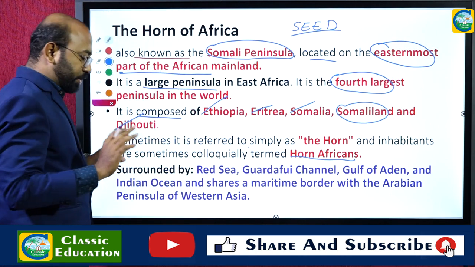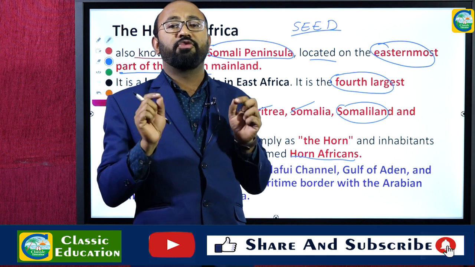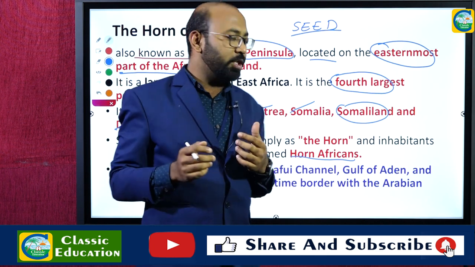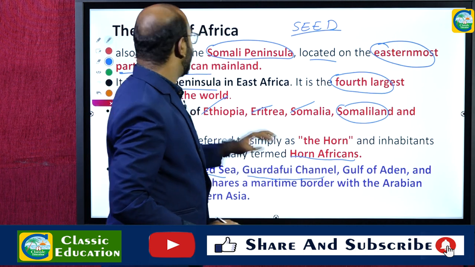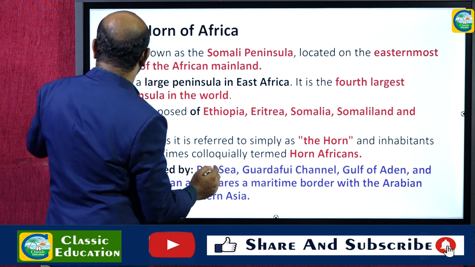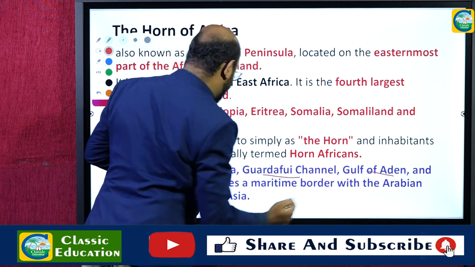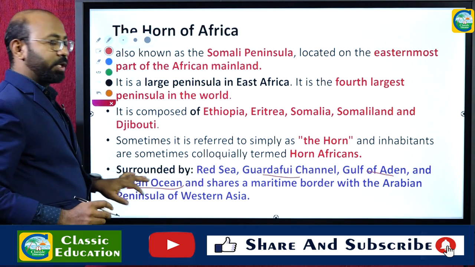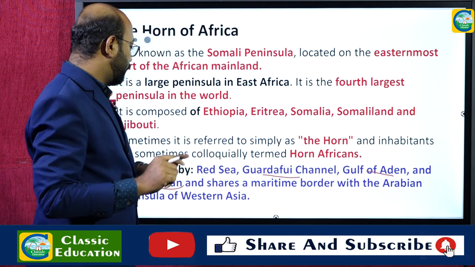This Horn of Africa is surrounded by some water bodies. What are those water bodies? The Red Sea, the Gulf of Aden, and the Indian Ocean. These are the major water bodies that surround the Horn of African region.